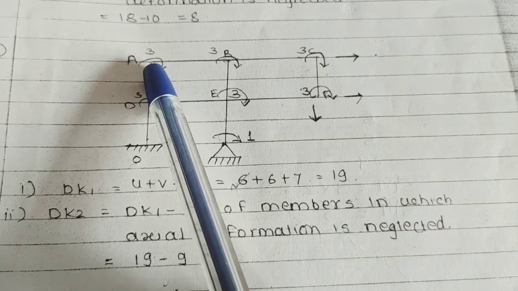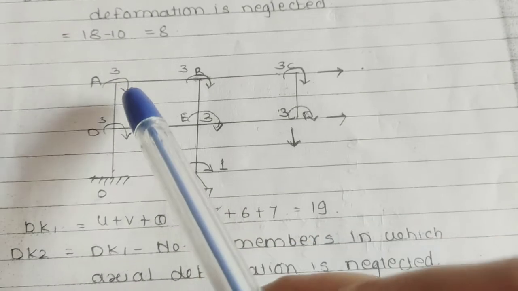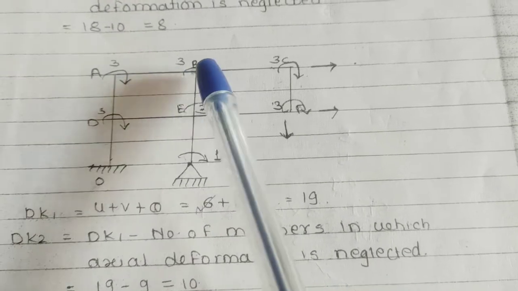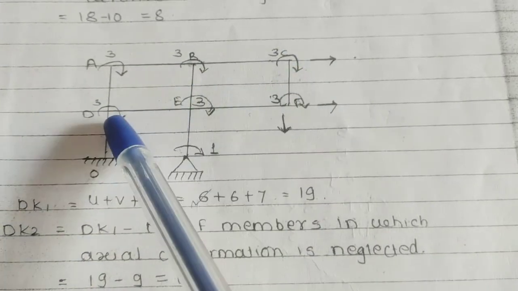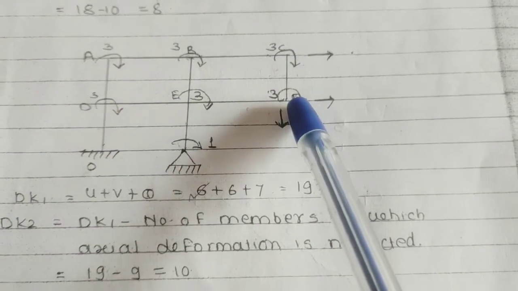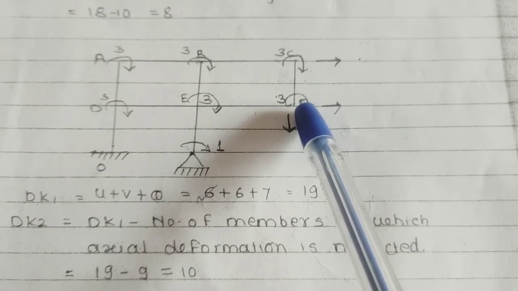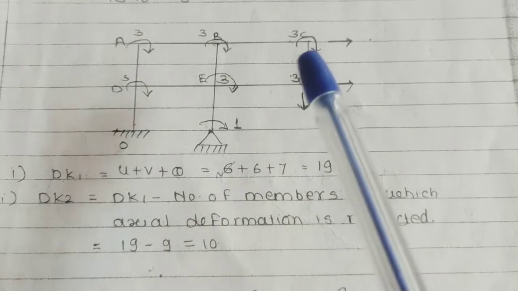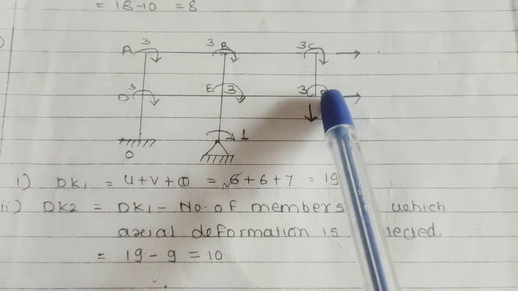Count the degree of freedom at particular joint. You have to count here the number of degrees of freedom for particular joint A, B, C, D, E and F. At each joint there are 3 degrees of freedom, means 3 into 6, that is equal to 18. 18, these are the degrees of freedom for all rigid joints.